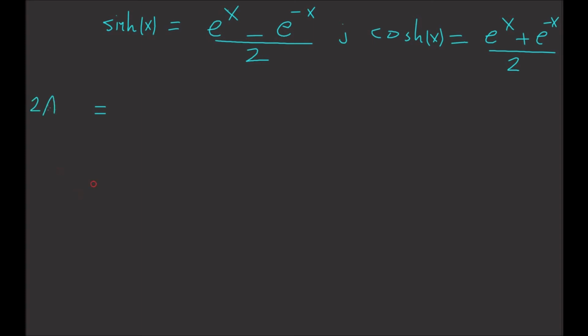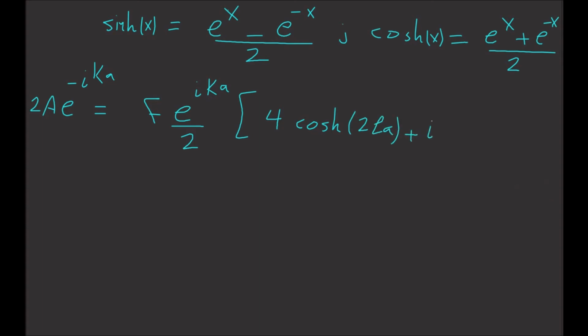So this is 2 times a e to the minus I k times a. So this is going to be equal to f times e to the I k a divided by 2 times 4 cosh of 2 l a plus I times l square minus k square divided by l times k times 2 times the sinh of 2 l a. I'm sorry, l. Times 2 times l times a.